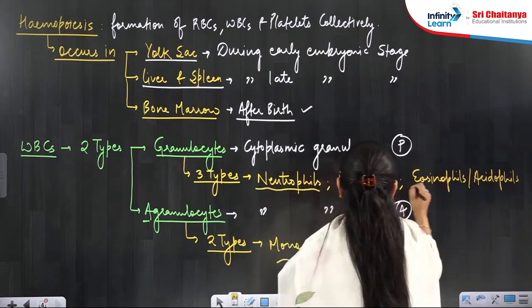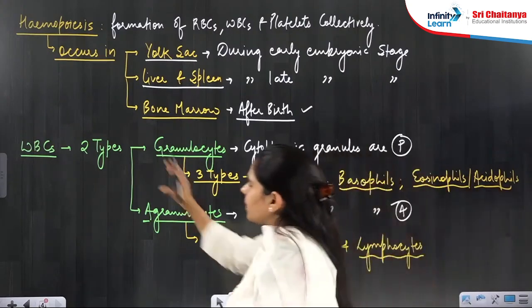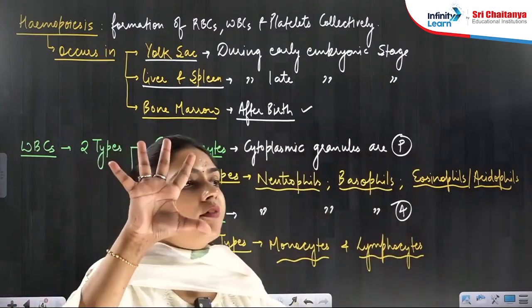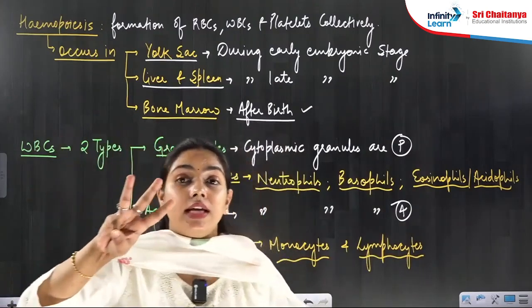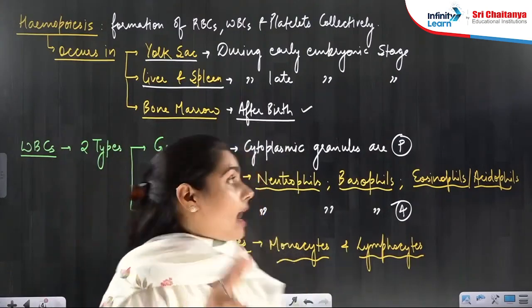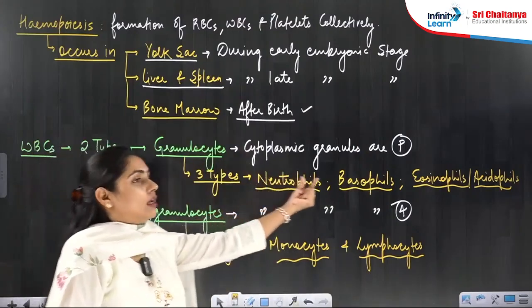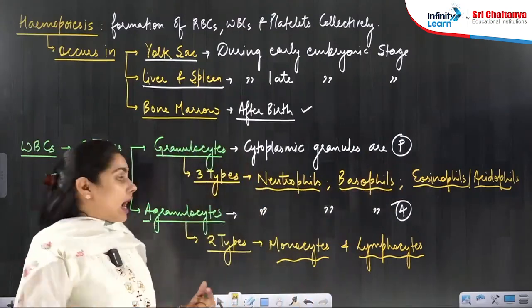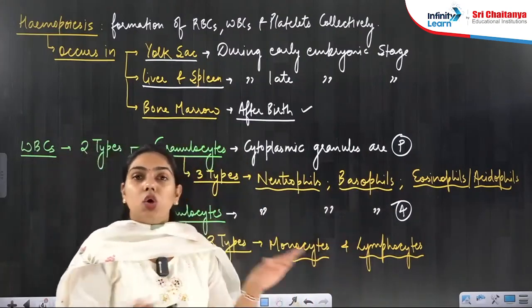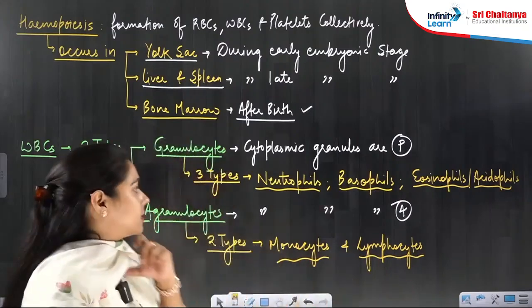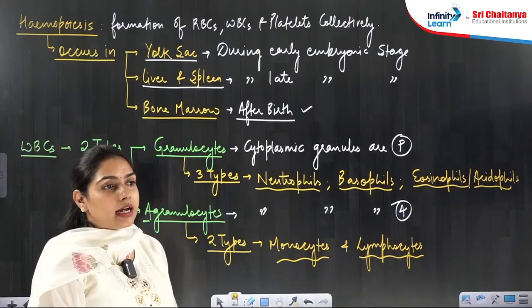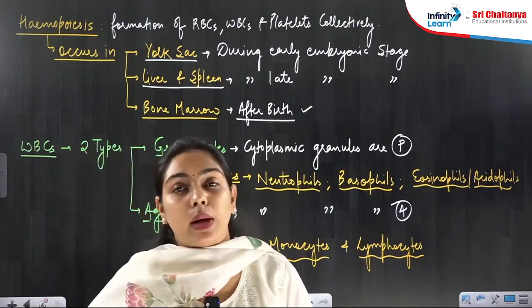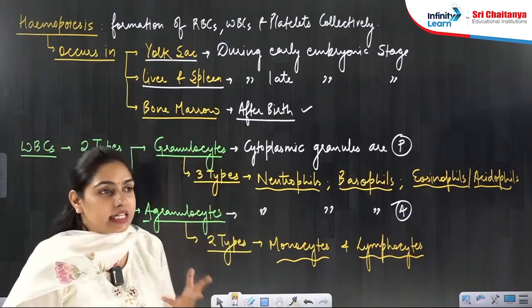So all these 5 types of WBCs. Total how many types? 5 types, beta. 3 are the granulocytes, where granules are present. 2 are agranulocytes, no granules, right? Now the very important and most commonly asked question is about their percentage.